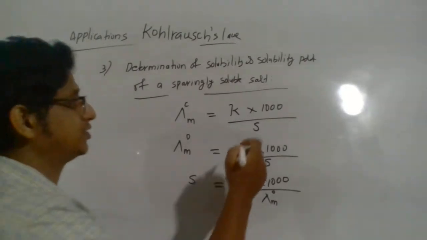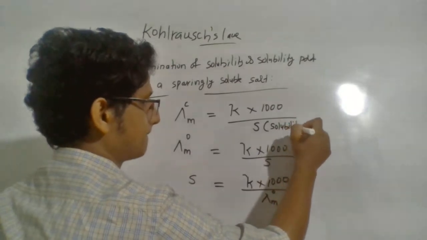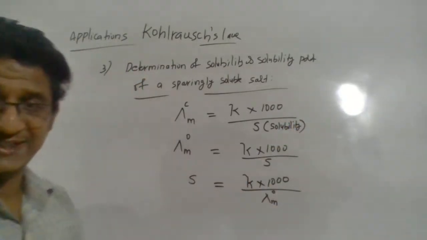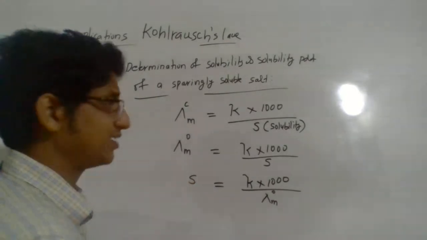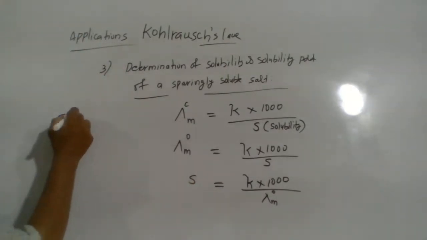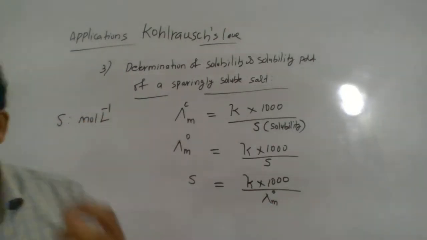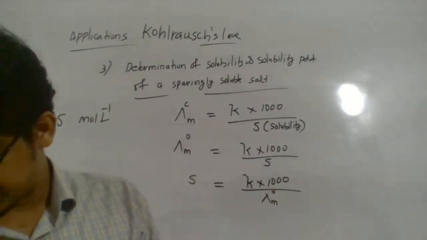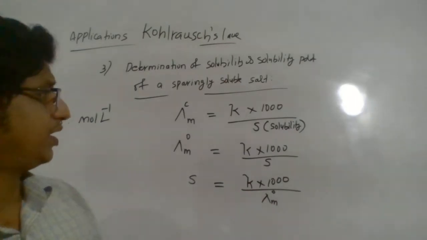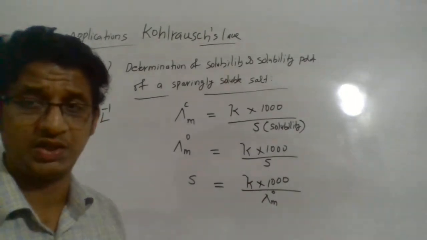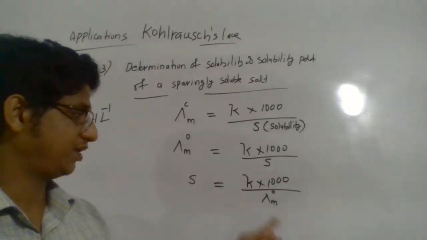S stands for solubility value. If you look at the unit, you will understand what S is. It's nothing but, S we express in mole per liter. That's nothing but concentration of a particular ion. So that's how you can find the S value if we have molar conductivity at infinite dilution.